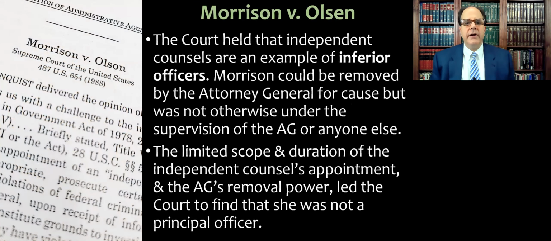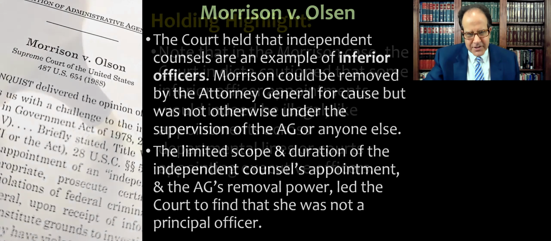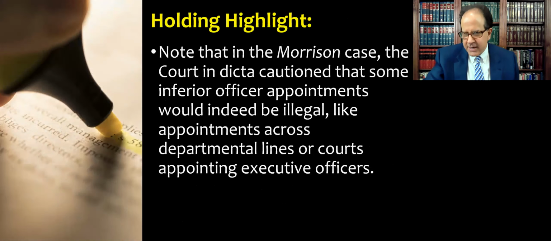So the court here held that independent counsels are inferior officers. Why? Because Morrison could just be removed by the Attorney General, albeit for cause, but was not otherwise under the supervision of the Attorney General or anyone else. But also the limited scope and duration of the independent counsel's appointment and the removal power led the court to find that she was not a principal officer. She's not in the same category, for example, as Ann Gorsuch, the head of the EPA.